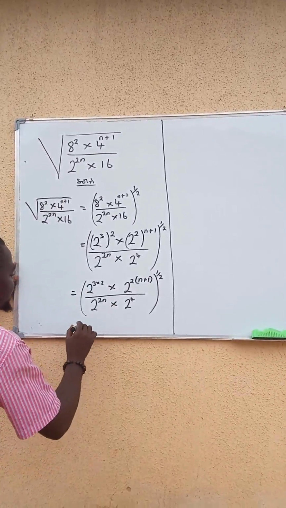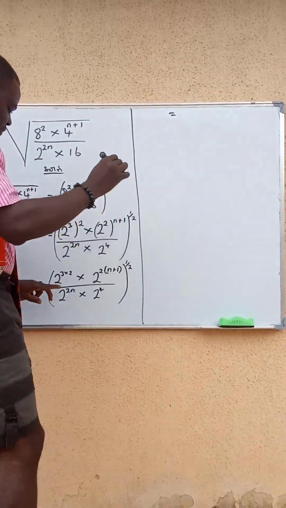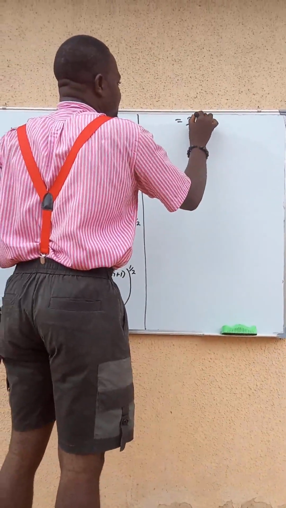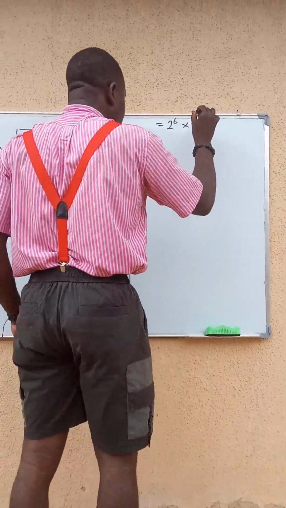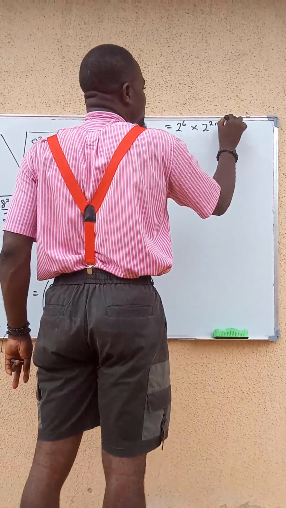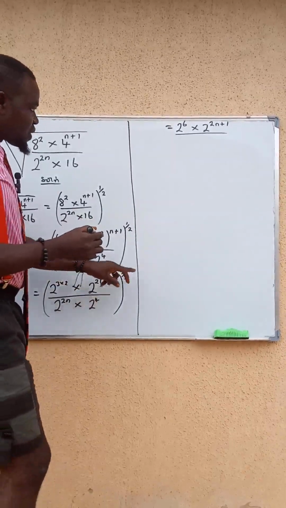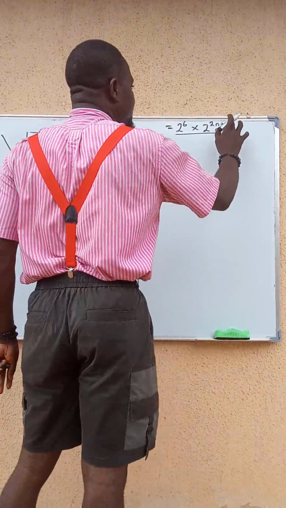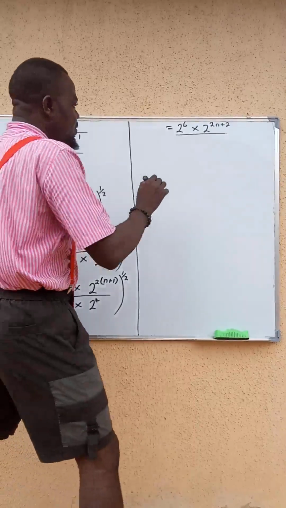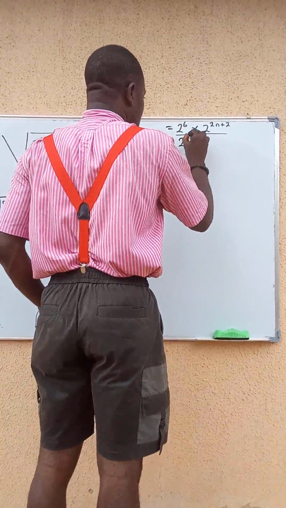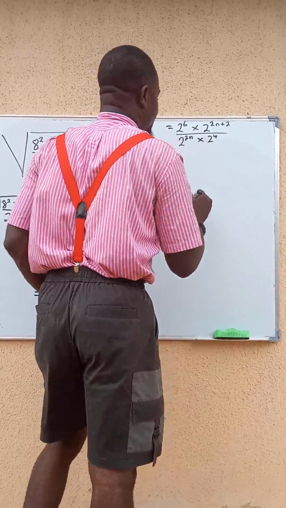This can be, let me put it here, 2 raised to the power of 6 multiplied by 2 raised to the power of 2n plus 1, because 2 times n is 2n, 2 times 1 is 2, then over 2 raised to the power of 2n multiplied by 2 raised to the power of 4.